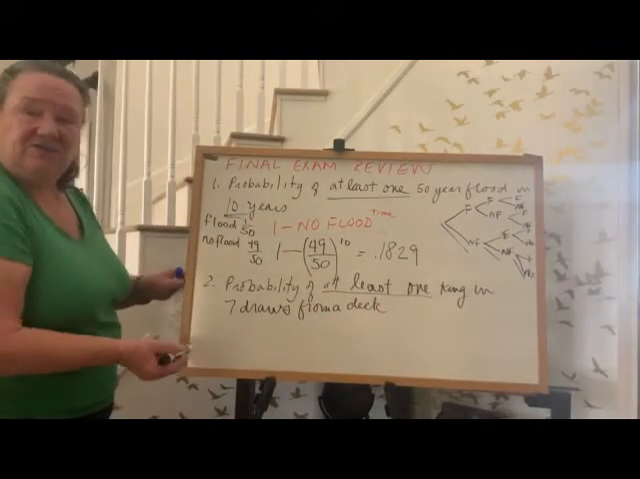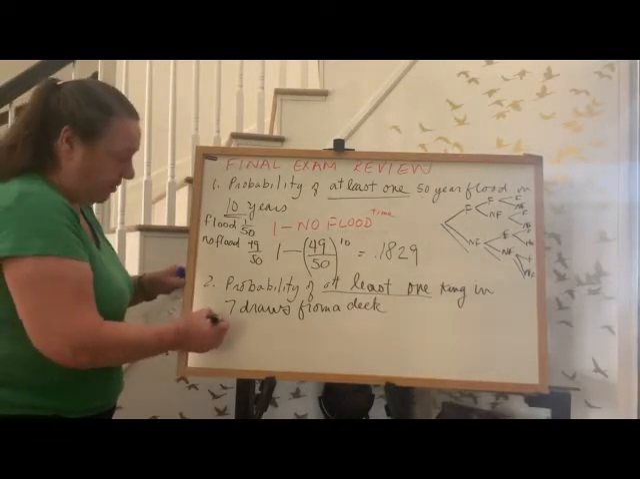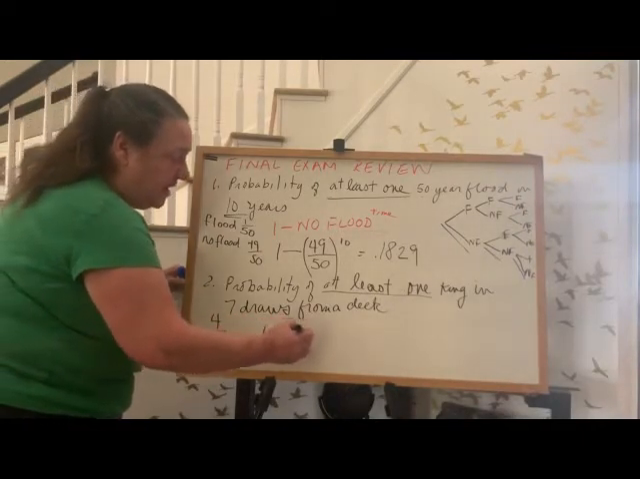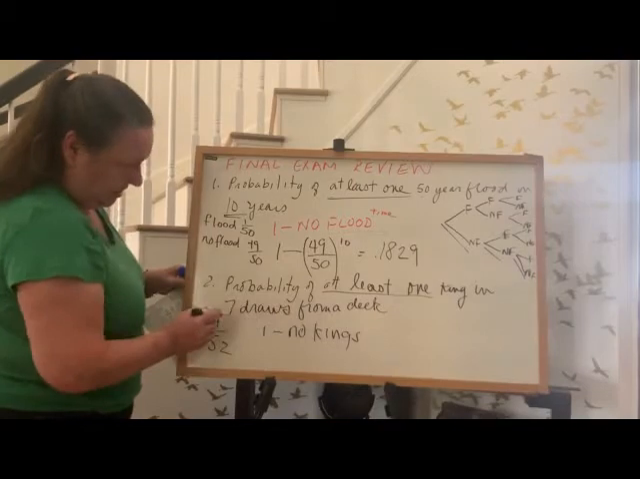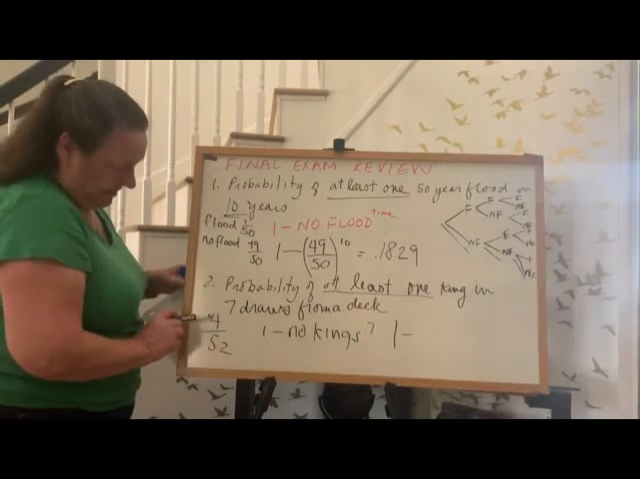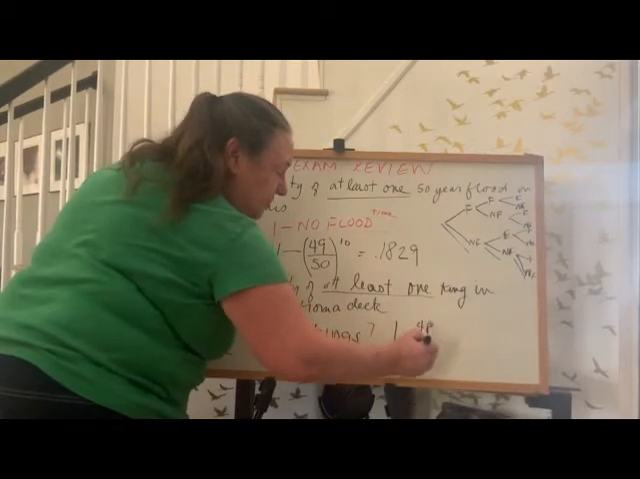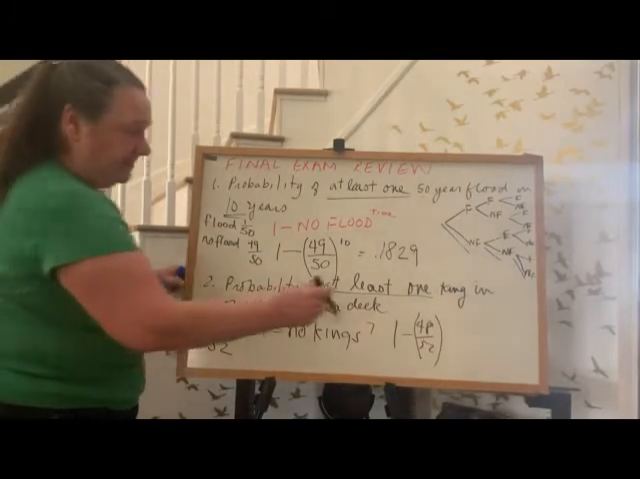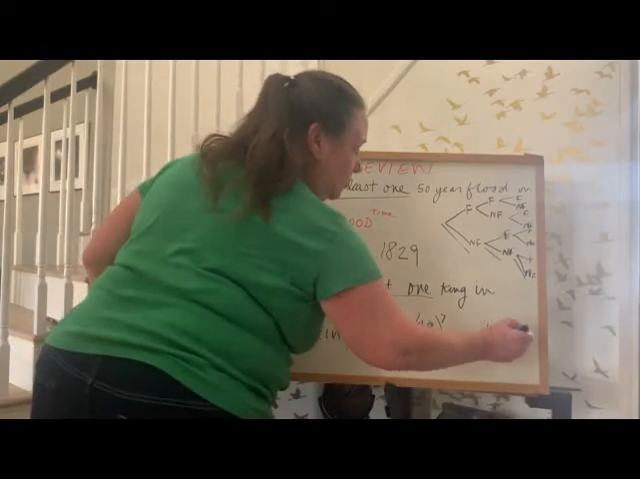For another one, probability of at least one king in 7 draws from a deck. Well, at least one king. How many kings are in a deck? 4 out of 52. So 1 minus no kings to the 7 would be 1 minus, this is kings, so no kings would be 48 out of 52, in parentheses, to the 7. You can do that one for yourself. The answer is 0.429.